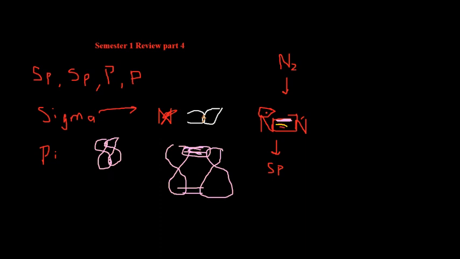So you know what an sp orbital looks like, and since it has 2 electron domains, it's going to be sp. If it has 3 electron domains, it's going to be sp2, and 4 electron domains, which is tetrahedral, it's going to be sp3.